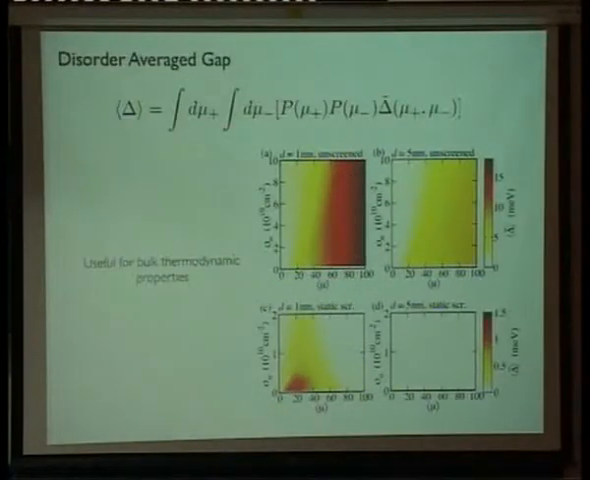Finally, let me just leave you with 2 graphs. Now that we know what the delta is as a function of mu plus and mu minus, or delta mu and average chemical potential, we can look at the average gap. Here D equal to 1 nanometer, which is unrealistic, I guess, for making these things. D equal to 5 nanometer is probably something that can be achieved. And this is for the unscreened Coulomb interaction. If you do the same with static screening, of course, the average gap goes down. Look, this is 1.5 and this is 15 MeV.